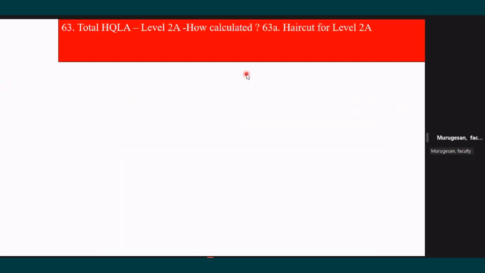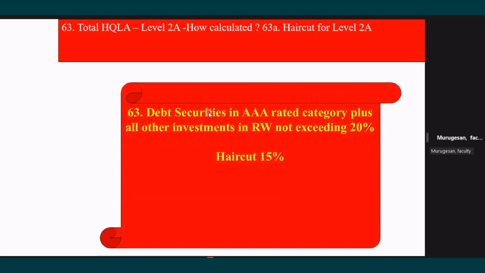Okay, next one, level 2. Level 2, how is it calculated? What haircut will they ask? Level 2A, level 2B, only 3 categories in all. Level 2A, remember, all debt securities. Okay, debt securities; normally equity securities will not come here. Only debt securities in AAA. AAA means 20% risk weight and plus rated category, plus all other investments, maybe commercial paper and any other investments, with risk weight not exceeding 20.